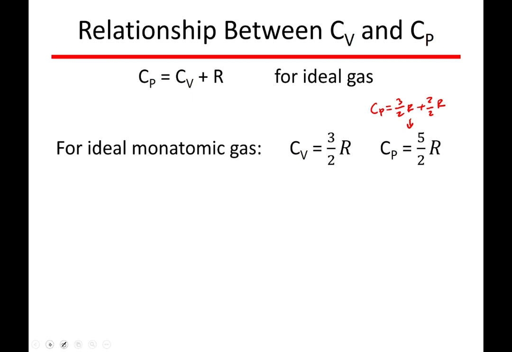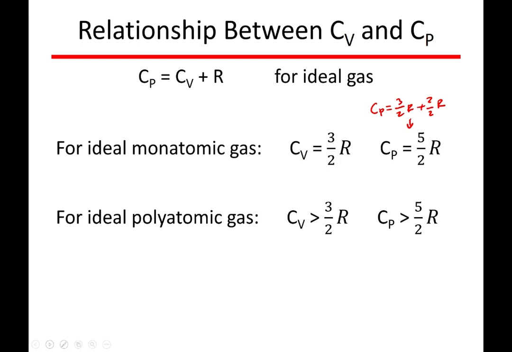Now, if you have a polyatomic gas, then other forms of motion are possible. You have not just translational motion, but you also have vibrational and rotational motion. And so the heat capacities will be larger than what they are for the monatomic gases. The constant volume heat capacity will be larger than 3/2 R, and the constant pressure heat capacity will be larger than 5/2 R.